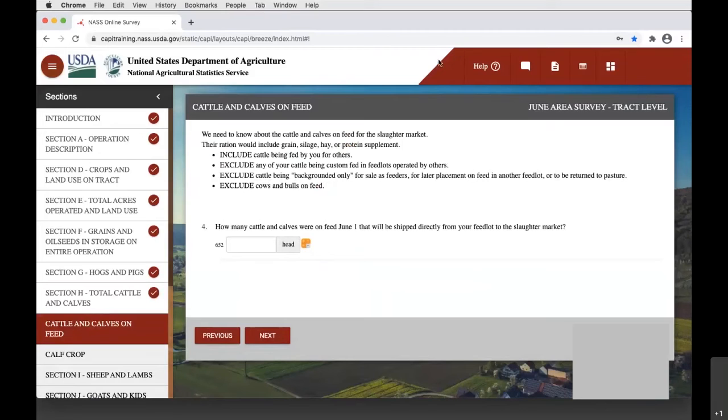Again, pay very close attention to the definition of what it means to be on feed. What I'm going to say is that I have 2 of them on feed, the heifer and the steer that were not kept for breeding.